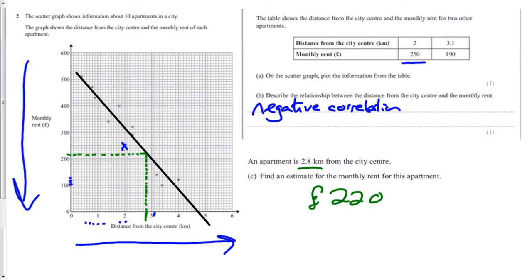You get a mark for anywhere between 200 and 260. If you put 190 and you didn't do the line of best fit, you get 0 marks. If you did the line of best fit and you read it as 190, you'd still get 1 mark.